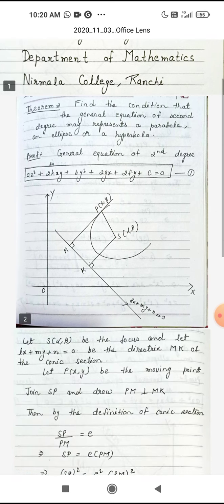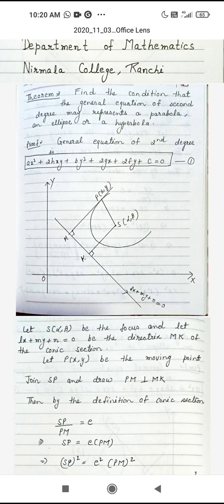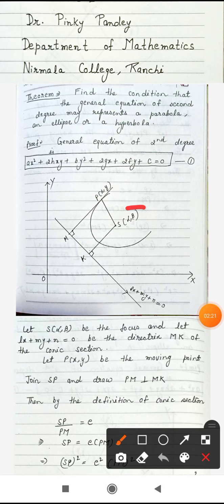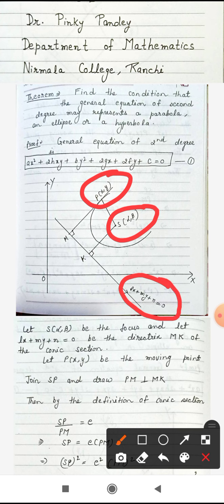So now come to the proof. Let S be the focus. Let the coordinate of S be alpha beta. Pxy be a moving point. Draw PM perpendicular on MK. MK be the directrix, and let the equation of directrix be Lx plus My plus n equal to 0.